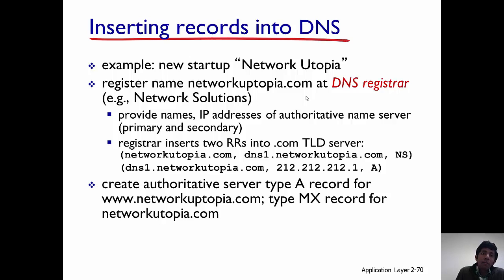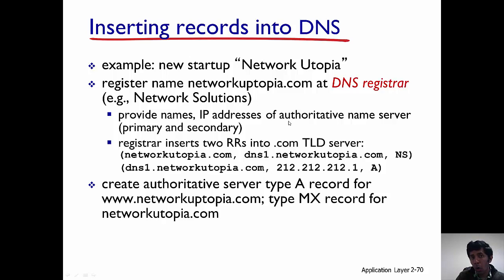Next, you have to provide the names and the IP addresses of the authoritative name server. Recall that the authoritative name server can resolve your domain name to an IP address, and it is going to be maintained by yourself. So you have to provide those names to the DNS registrar, and the registrar is then going to insert these records into the TLD servers, so that once some host requests to go to networkutopia.com, it can be resolved.